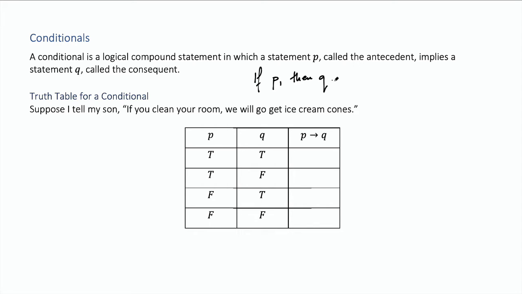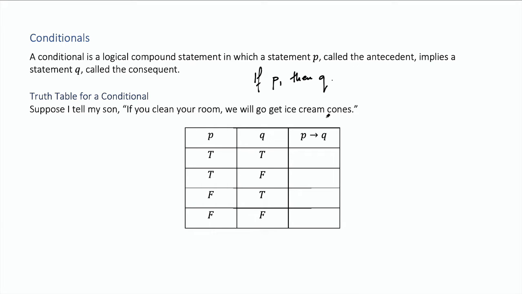Okay, so for an if-then statement, or an implication, or conditional, we need to look at when such a statement is true. So we're going to look at this simple example right here. Suppose I tell my son, if you clean your room, then we will go get ice cream cones. So this is a conditional, all right? He knows that if he cleans his room, then he's going to get ice cream cones, okay?